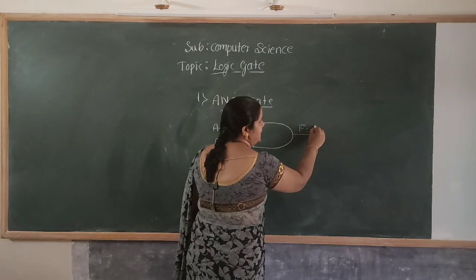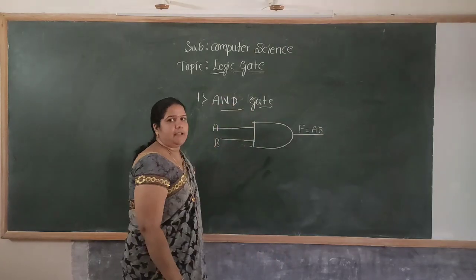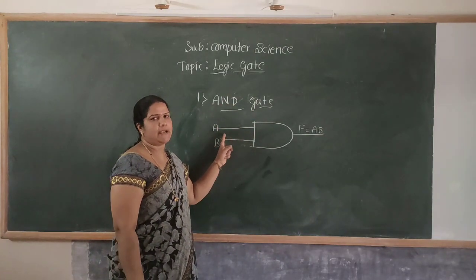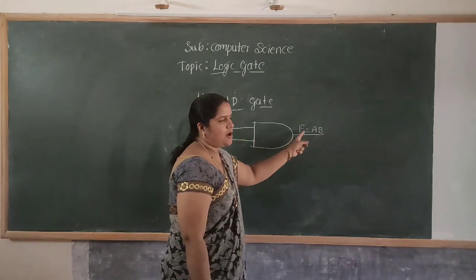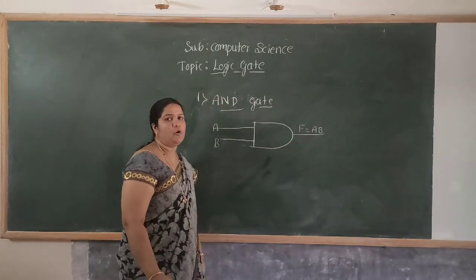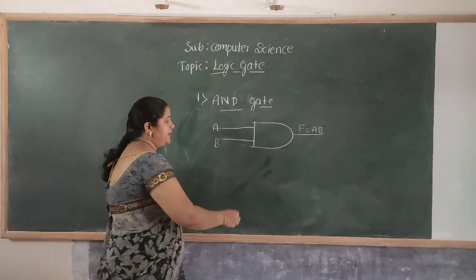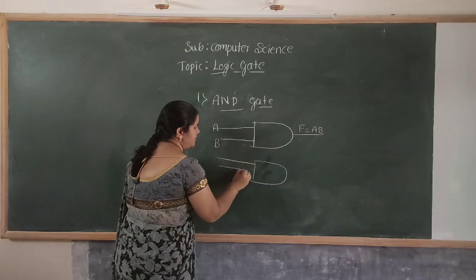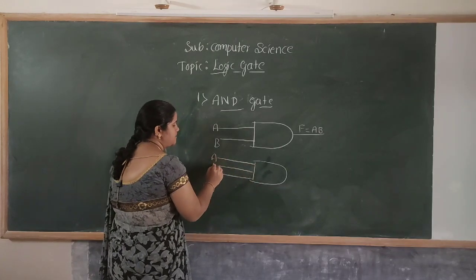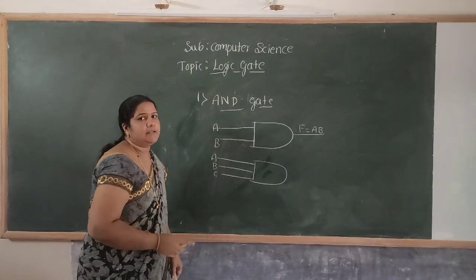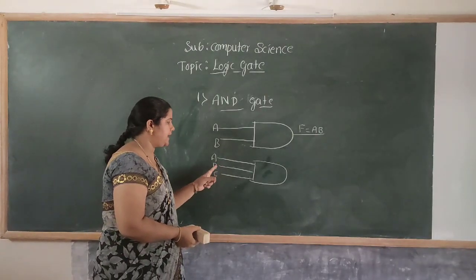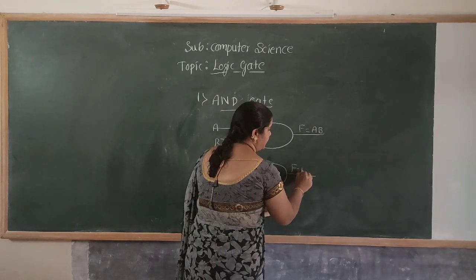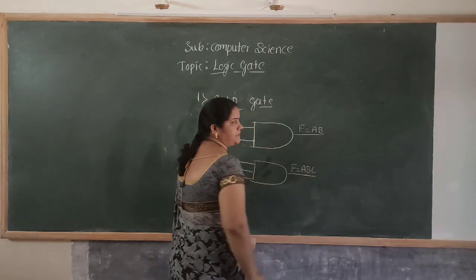The output will be logical multiplication. In this symbol, it contains two input signals A and B, and produces a single output F equals A into B. Again, an AND gate can contain three input signals A, B, C, and the output will be logical multiplication, F equals A into B into C.